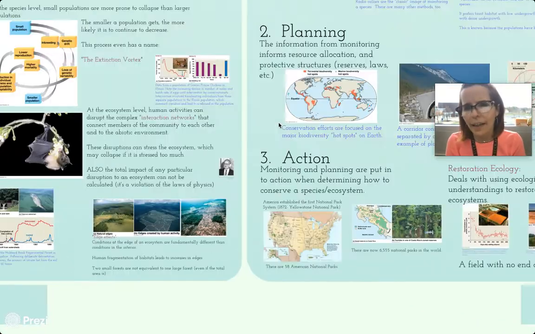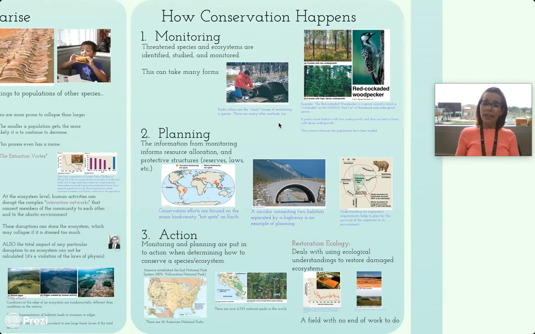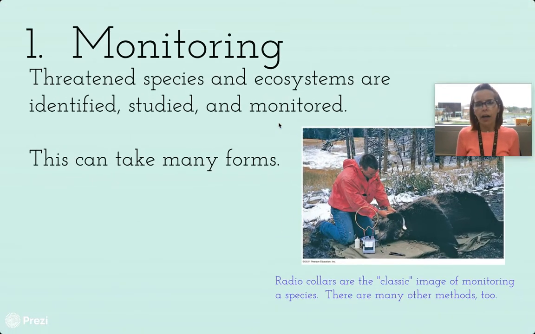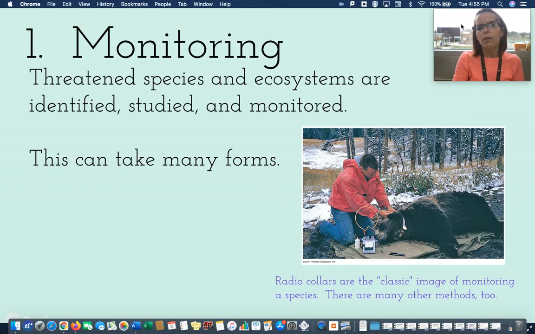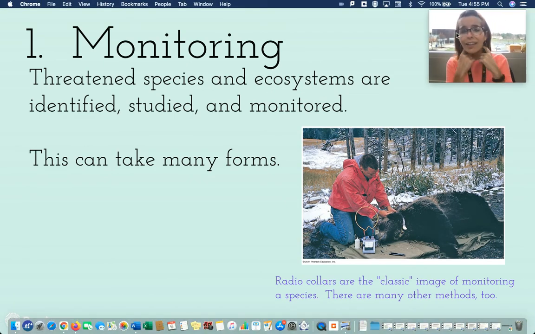It's depressing. So what are things that we can do, or what are things that can happen? The first thing that we have to do is monitor our populations. Lots of you know that we monitor using radio collars.